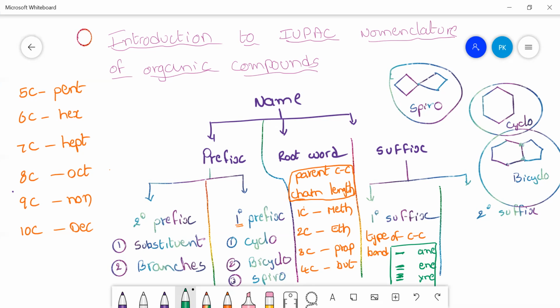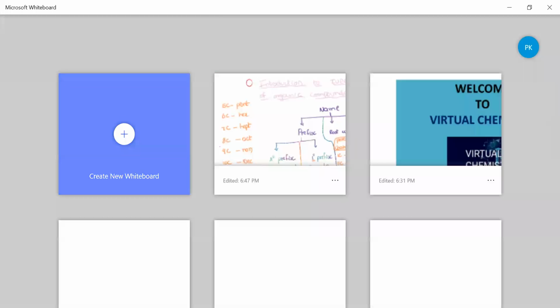Coming to the secondary suffix. The secondary suffix explains the type of functional group. Depending on the type of functional group, we have different naming, students.